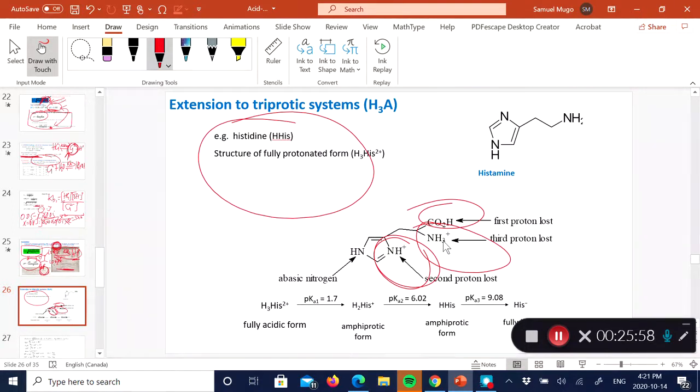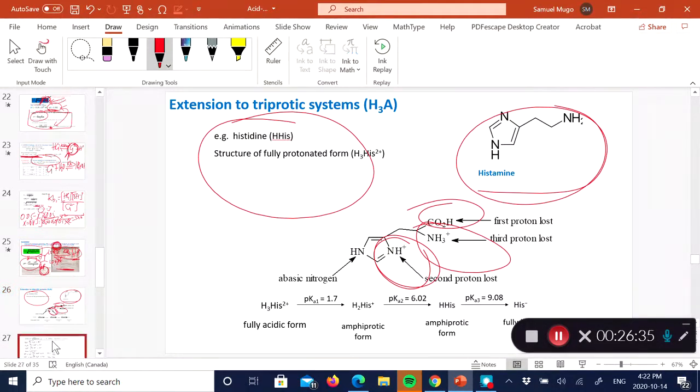ammonium group right there. And you can see histidine is very related to histamine, which most people tend to be quite allergic to, present in fish and so on. Doesn't smell very good, the rotting fish and so on produces a bit of histamine, and you can see they're very, very similar in terms of structure. But I hope you can see the pKa1 is 1.7, 6.02, and the third one, due to the release of that amine, is 9.08.